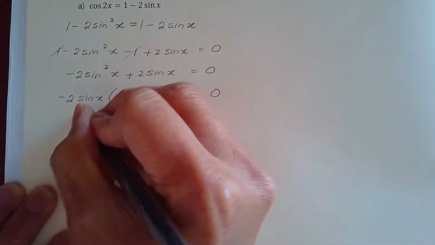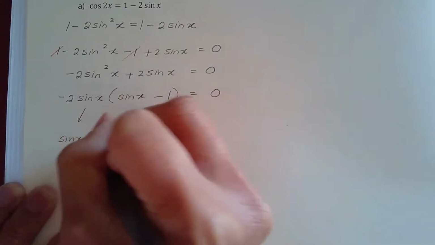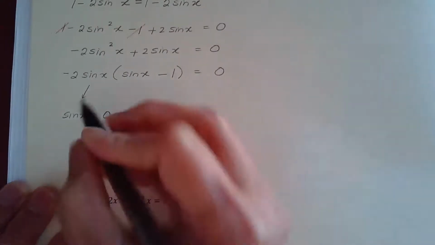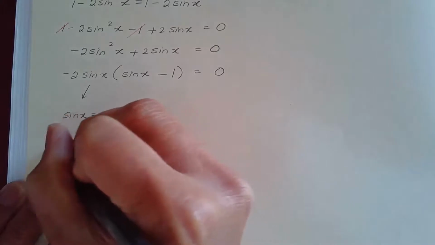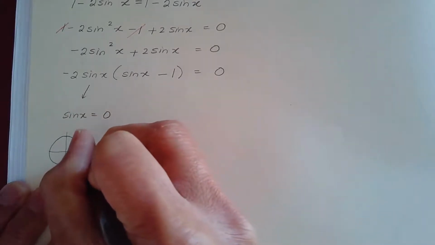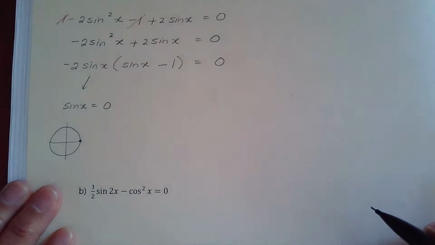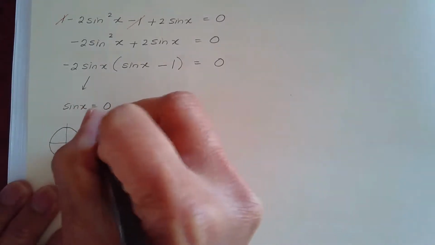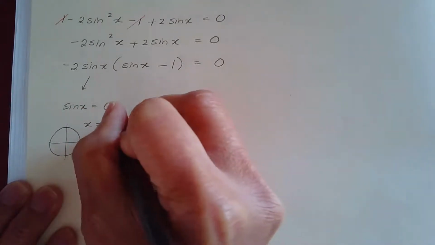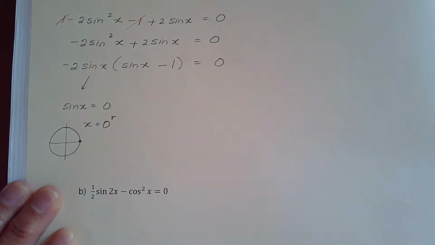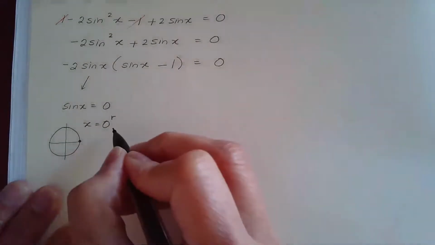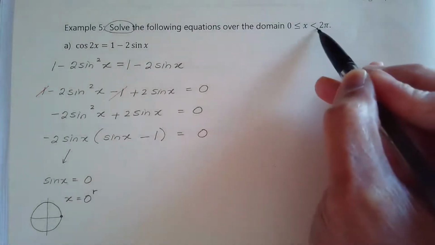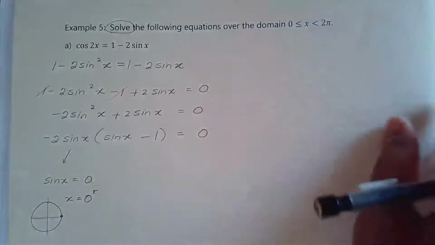So for this part here, sine of x is equal to 0. We're looking for where sine of x is 0. Sine of what angle is 0? Sine is 0 here. Again, our domain is from 0 to 2 pi. So that means x is going to be 0 radians. We could have gone to 2 pi, but the domain here does not include 2 pi.